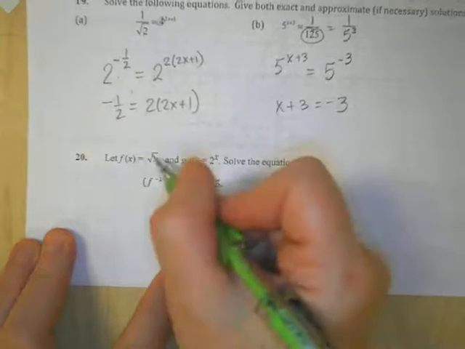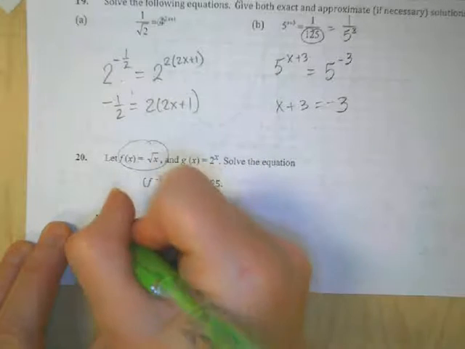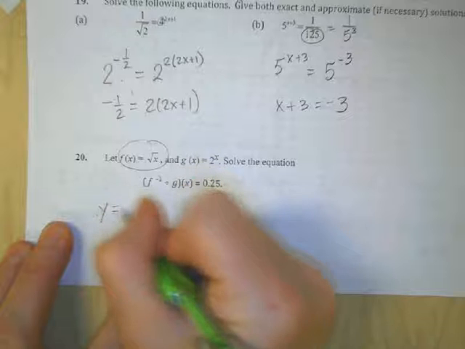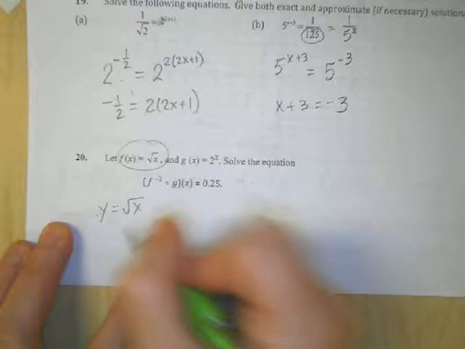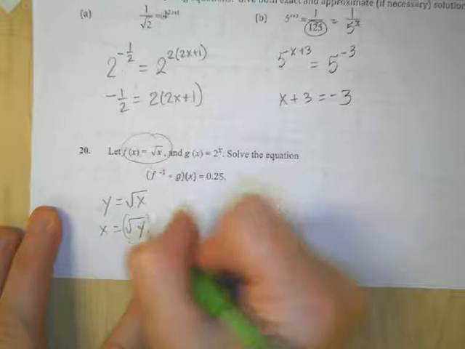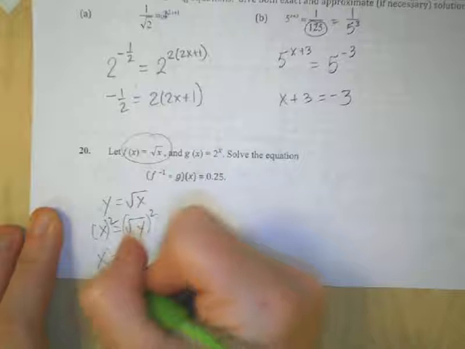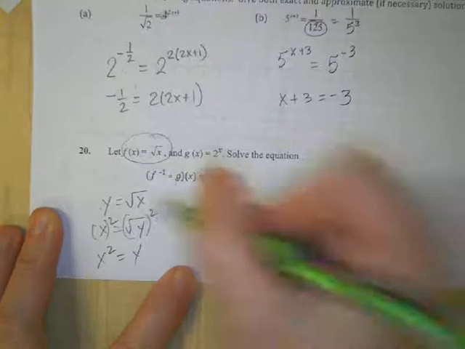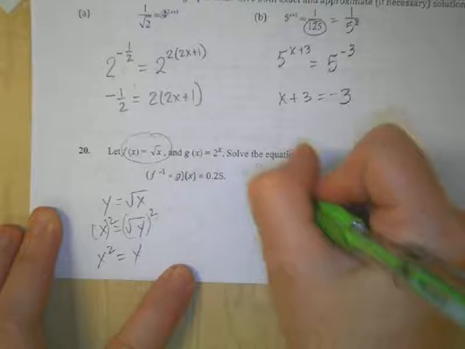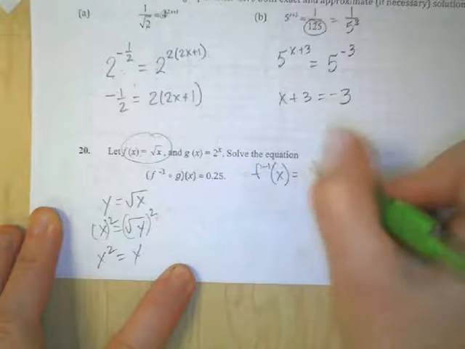Okay, the last one, we first need to find the inverse function of f of x. So the way we do that, y equals square root of x. We switch the x and the y, so x equals the square root of y, and now we resolve for y, so I'm going to square both sides. So I get y is equal to x squared. Okay, so that is my f to the -1 of x is equal to x squared.